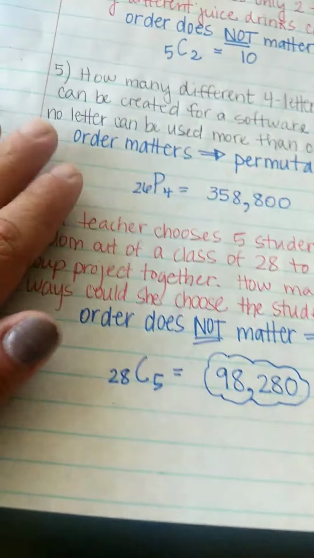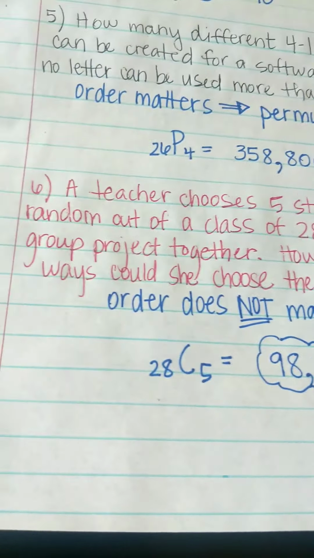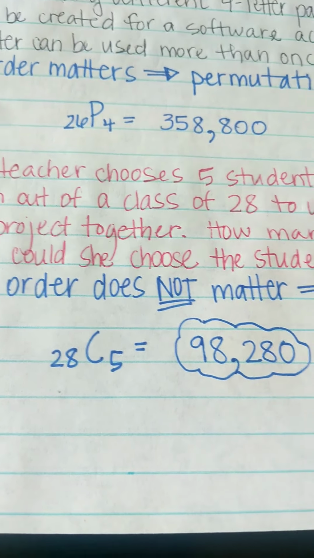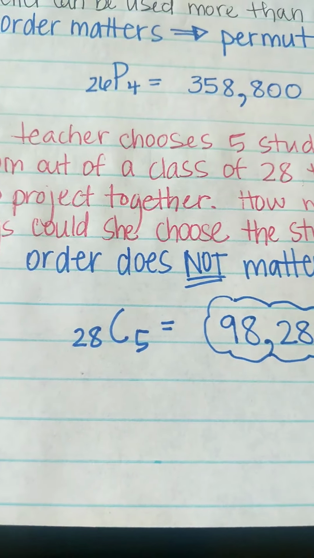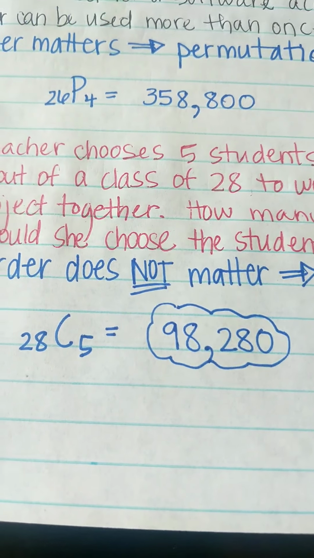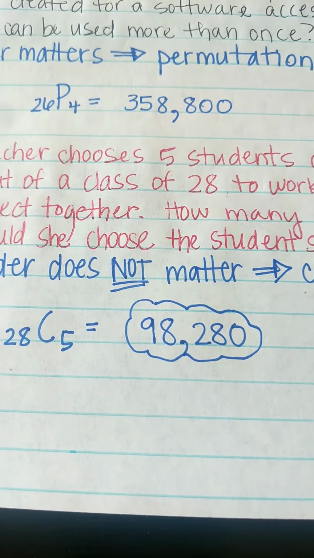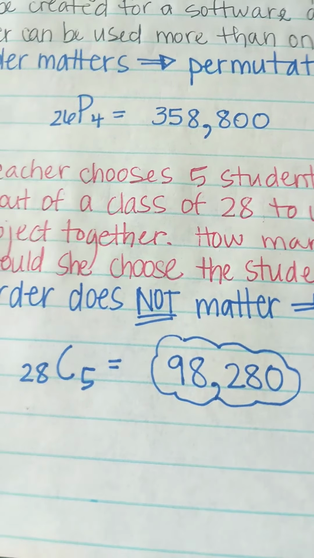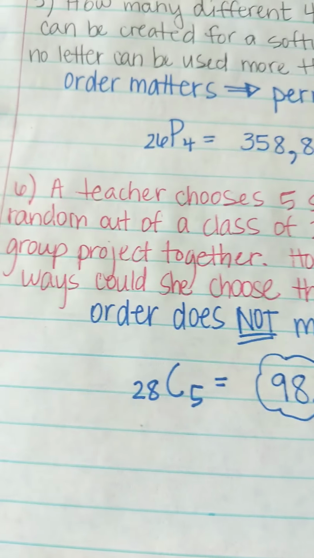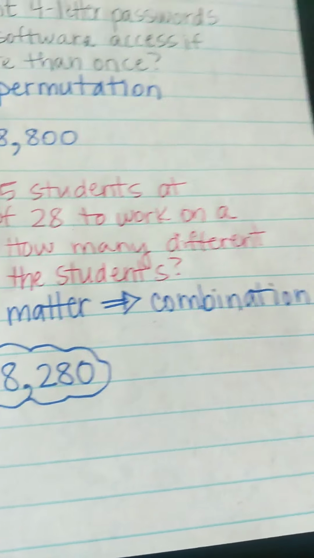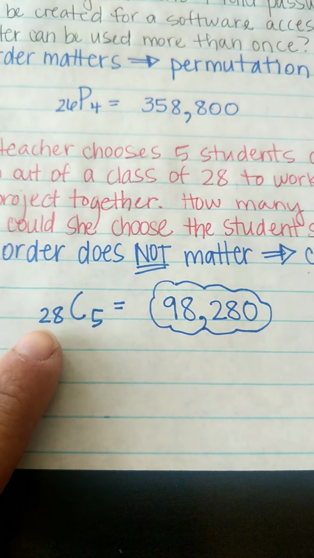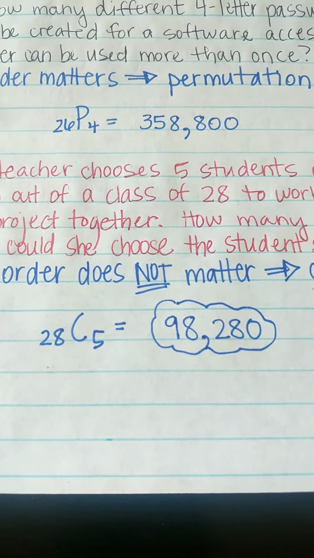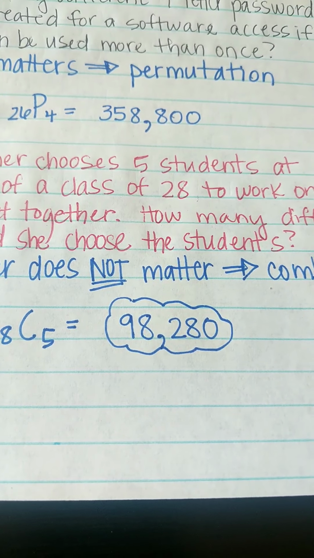All right, last example. A teacher chooses 5 students at random out of a class of 28 to work on a group project together. How many different ways could she choose the students? Okay, I don't care about the order. It's going to be the same 5 students, regardless of who I pick first or who I pick last. It's not like the first one I'm picking is the boss. It's just a group. So because order does not matter, this is going to be a combination, okay? 28 students, we're choosing 5. Again, use the combination calculator on a computer, and you get 98,280.